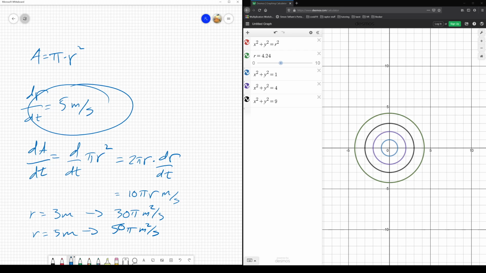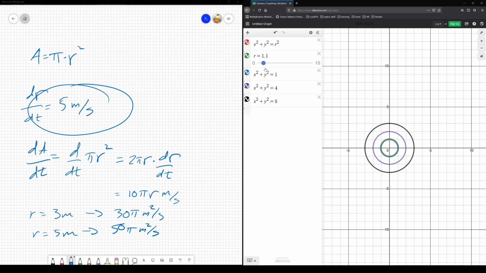So what's happening here is, as r gets bigger, the change in the area is larger, even if the change in the radius is constant, which is what you see when you look at my illustration. So I increase this at a larger and larger rate, but when the radius is bigger, increasing the radius a little bit increases the area of the circle a lot.